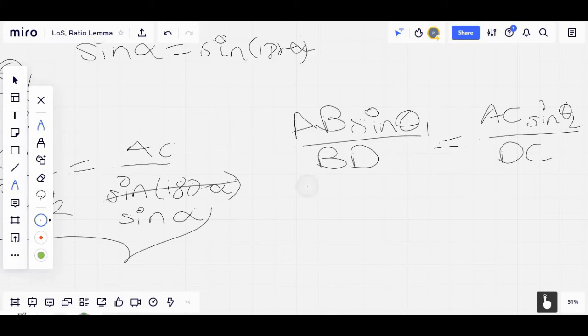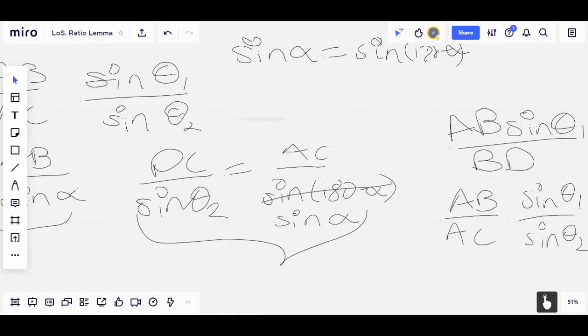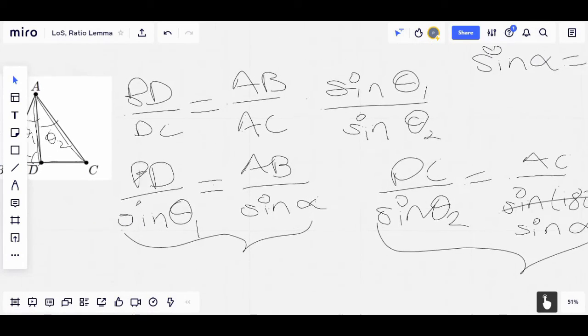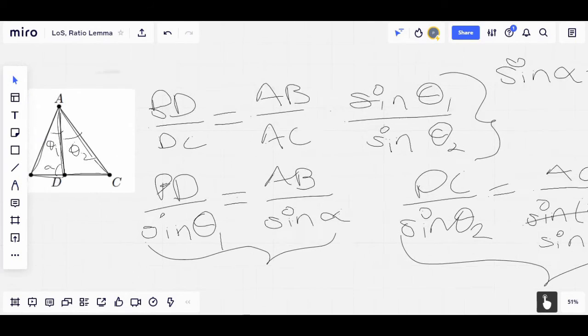And now all we do is rearrange, and we get AB divided by AC, dividing AC by both sides, and then times sine theta 1 divided by sine theta 2, dividing sine theta 2 by both sides, and then multiplying BD on both sides, equals BD divided by DC. Okay, is this what we wanted? Yes, it is. Okay, nice.